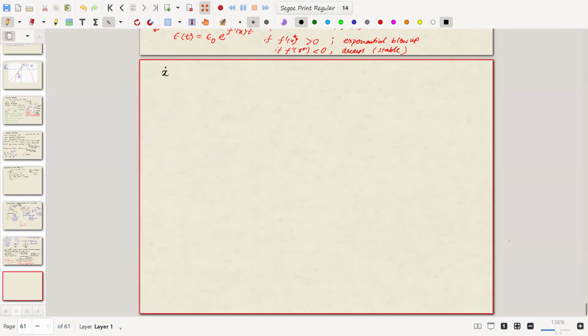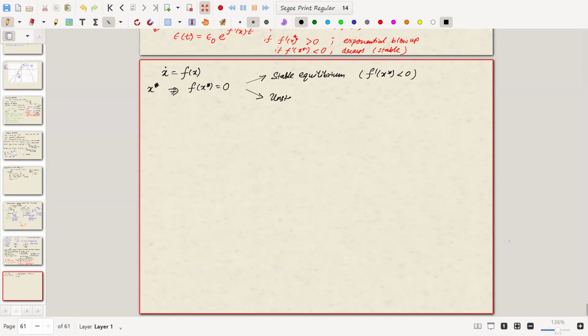For a continuous map, say x dot equals f of x, and you have an equilibrium point x star. X star is an equilibrium point. That means f of x star is 0. Moreover, if you want to characterize the point, if it is a stable equilibrium point, then f prime at x star should be less than 0.